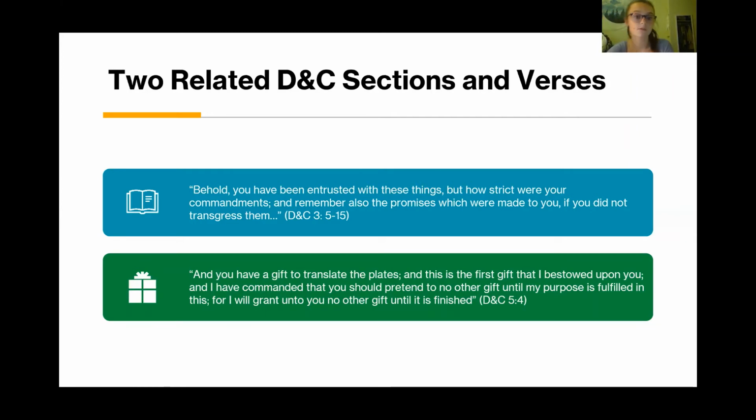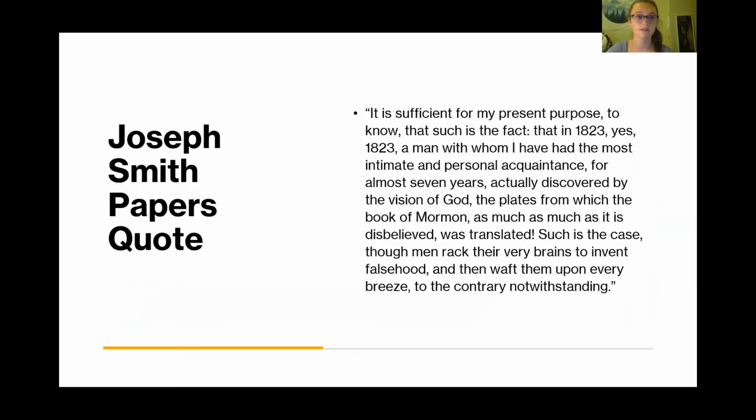And the second verse was, "And you have a gift to translate the plates, and this is the first gift that I bestowed upon you, and I have commanded that you should pretend to no other gift until my purpose is fulfilled in this, for I will grant unto you no other gift until it is finished." This is D&C 5:4, and it talks about how it truly was a gift from God that Joseph was able to translate the plates.